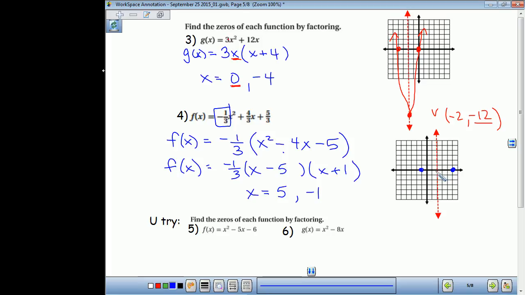Now, this time, my zeros are located 3 units away. Then 3 squared is 9. But there's a vertical compression by a factor of 1/3. So what is a third of 9? 3. So it's right there. And there we go.